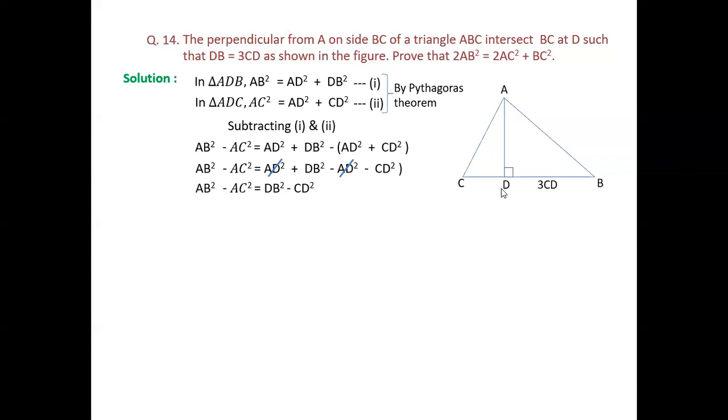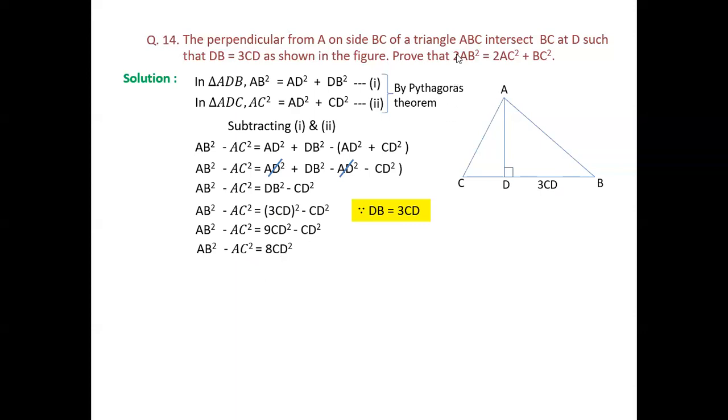What is DB? DB is 3CD. So let's put it here. 3CD whole square minus CD square. 3 square is 9. So it is 9 CD square minus CD square. 9 minus 1 is 8. So it is 8 CD square. AB square minus AC square is equal to 8 CD square.